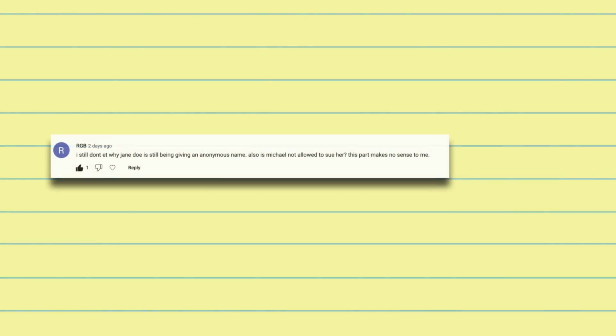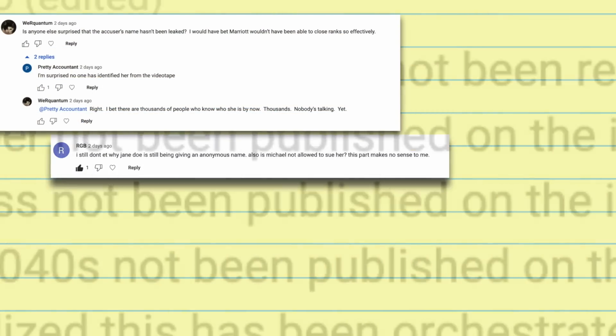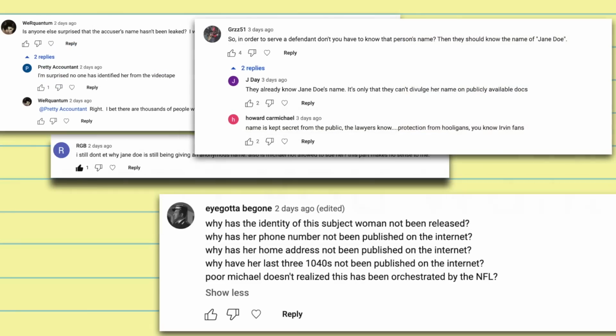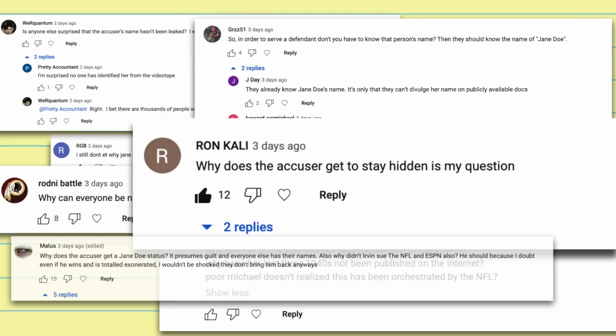In my hand, I am holding a motion that I drafted to the court in Michael Irvin's $100 million defamation lawsuit, asking that the court publicly disclose the defendant Jane Doe's true name to the media and to the public. More on that later. Many of you have left comments expressing confusion or frustration over why Irvin's complaint still refers to his accuser as Jane Doe instead of using her real name.